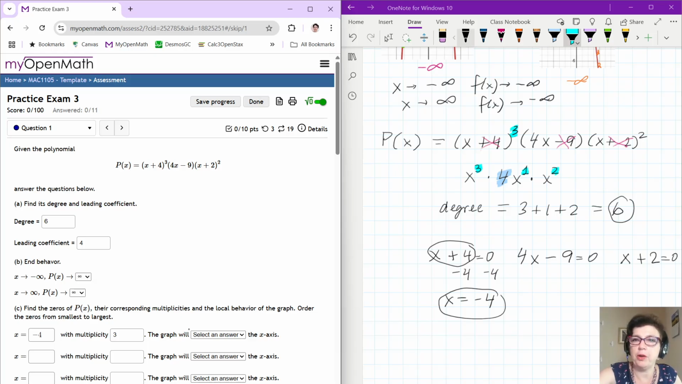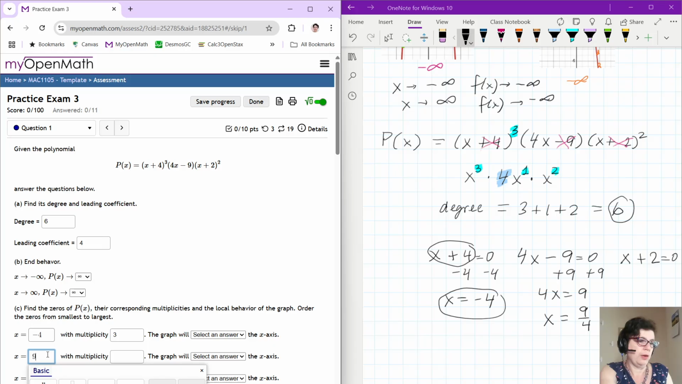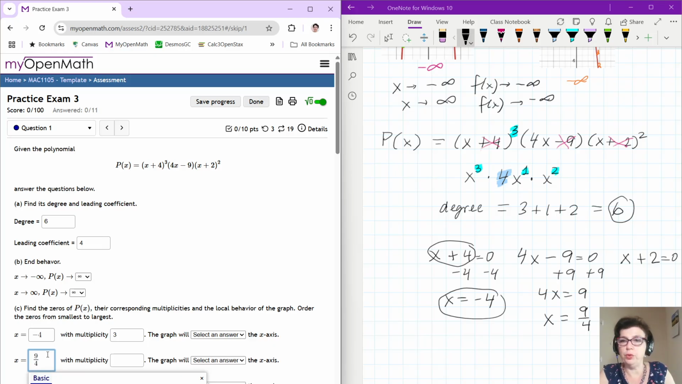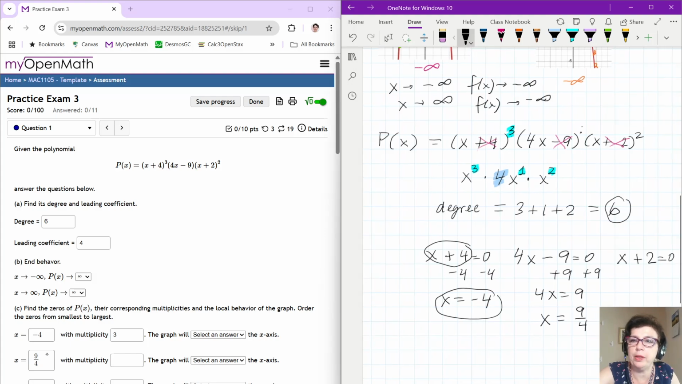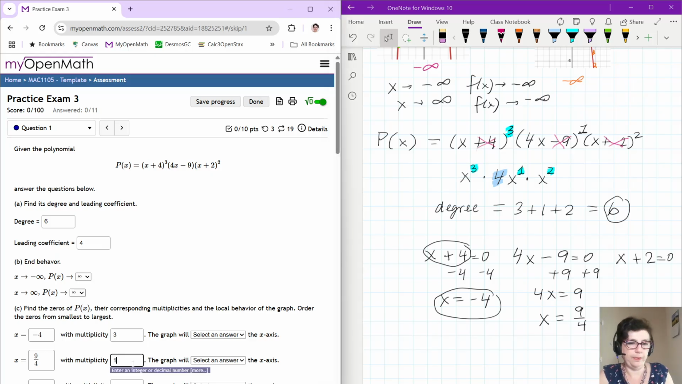Let's also figure out the next zero. So 4x minus 9 equals 0. If we were to add 9 to both sides, we would get 4x equals 9. And then if we divide by 4, we get x equals 9/4. So that's going to be one more zero or root. Now, what power? When I look over here, there is no power. Well, that means it's power 1. So this is multiplicity 1.